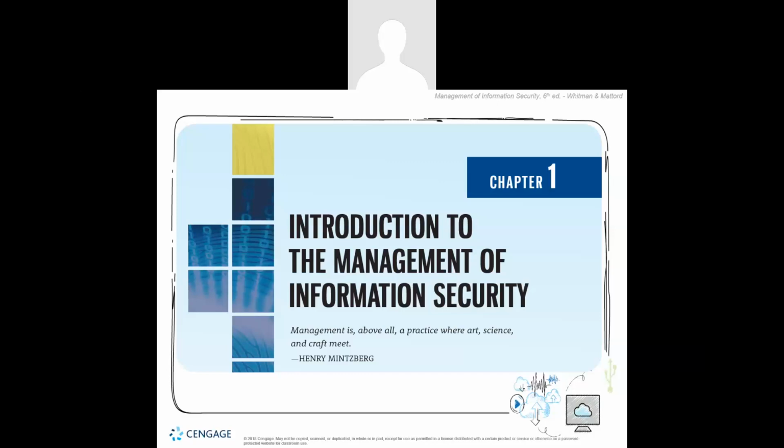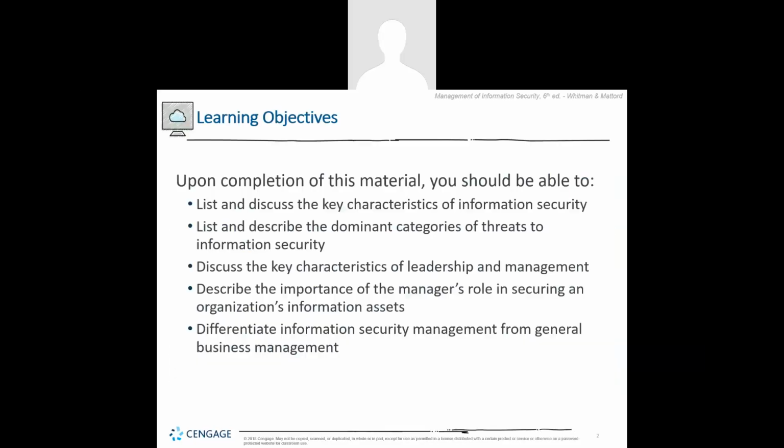In CIST 1602, in Chapter 1, we're going to look at Introduction to the Management of Information Systems, Information Security. So by the end of this session, you should be able to discuss the key characteristics of information security, identify and describe major threats to information security, recognize the critical roles of leadership and management in protecting information assets, and also differentiate between information security management and general business management.